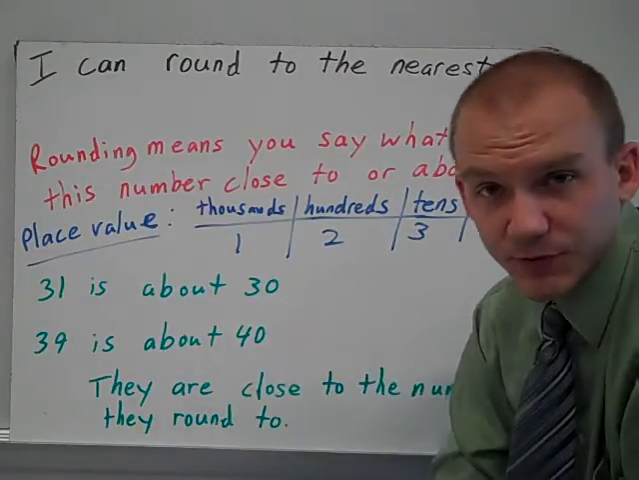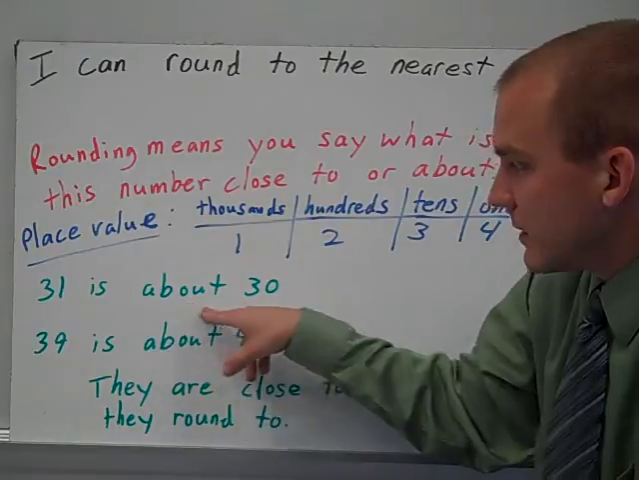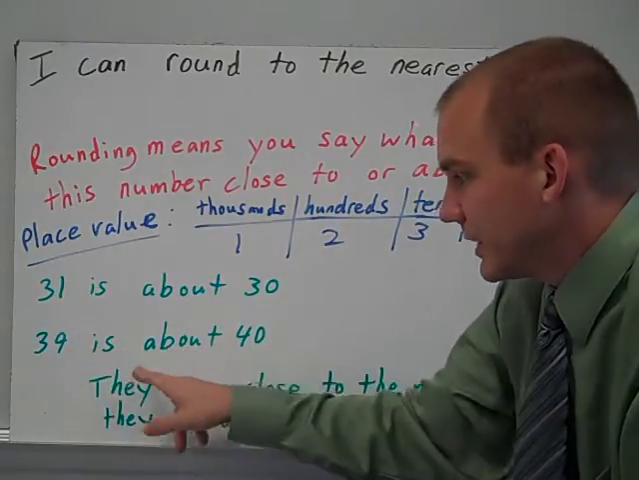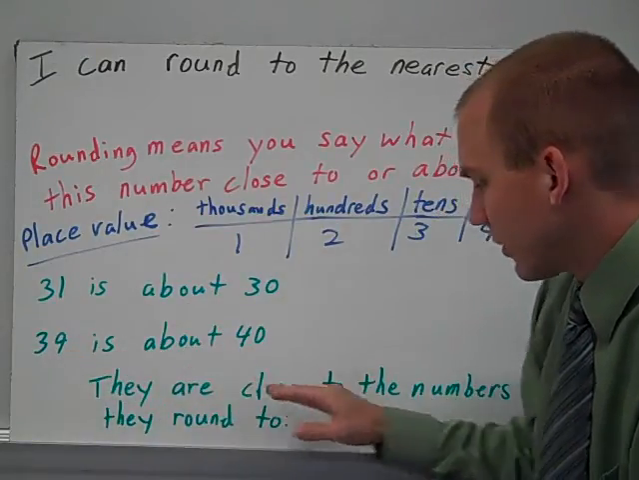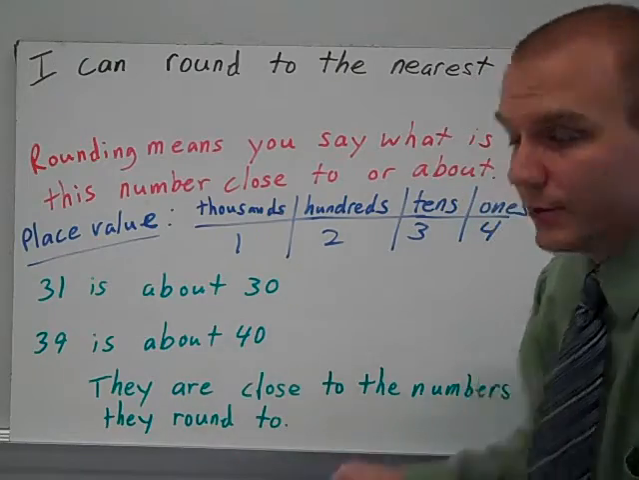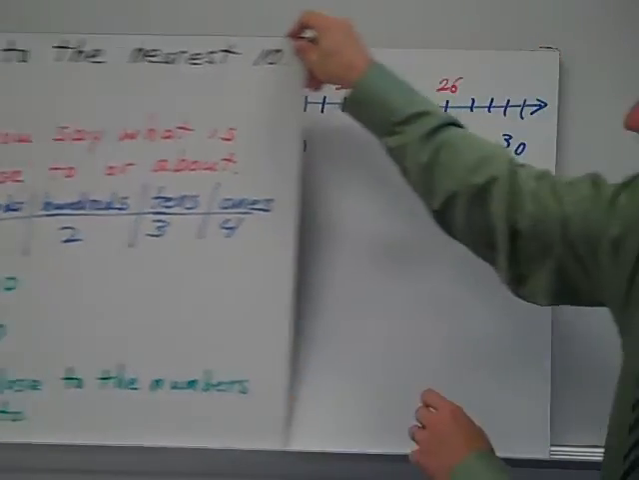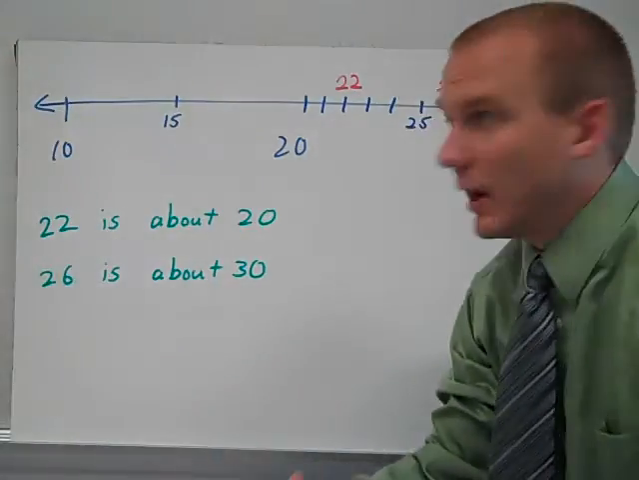Here are some examples of rounding. 31 is about 30, and 39 is about 40. They are close to the numbers they round to. Now, how do we figure out this rounding?